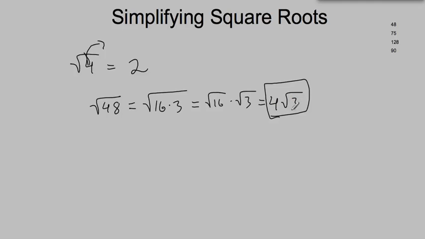I don't need to approximate. I don't need to use a decimal. I can just write it 4 times the square root of 3. And we can remember from our first couple lessons that a non-perfect square is an irrational number. So I don't want to write the decimal out for the square root of 3 anyway, because it goes on forever. This is a more exact answer.